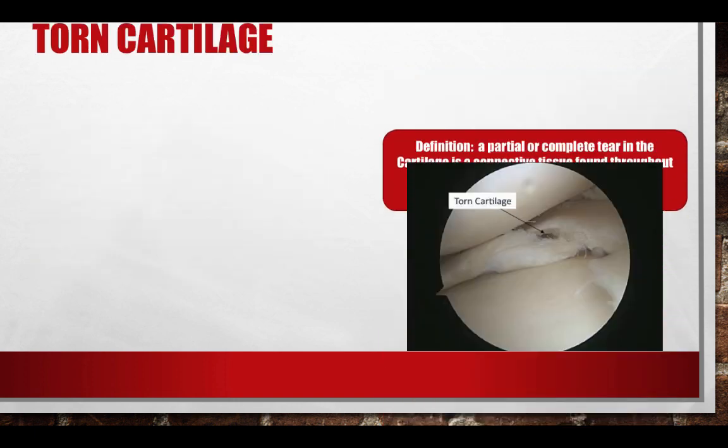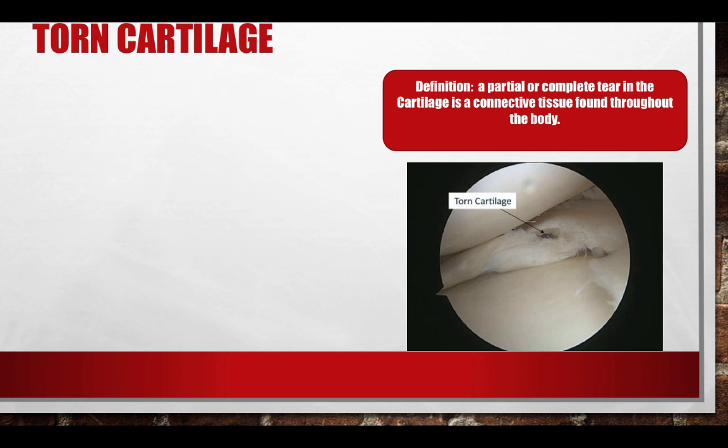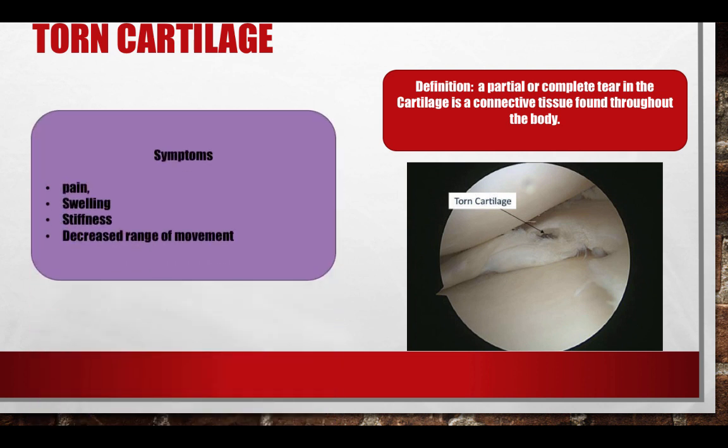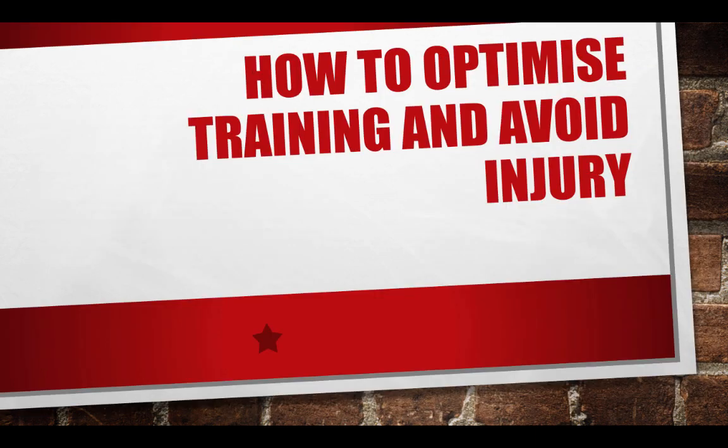Torn cartilage. A partial or complete tear in the cartilage, which is a connective tissue found throughout the body. Here's an example from the knee. This is the meniscus cartilage in between the knee, just around the patella. Symptoms: pain, swelling, stiffness, and a decreased range of movement.